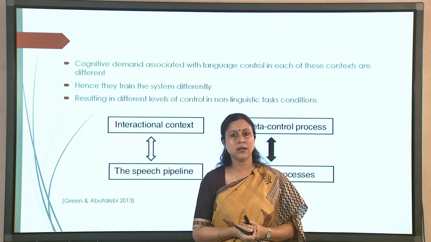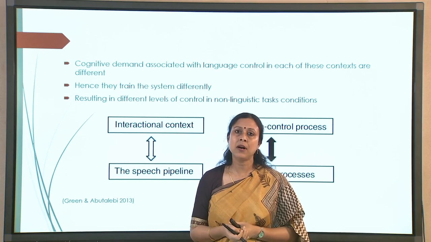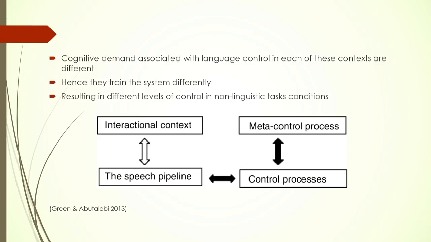Now, these three language switching contexts actually place different amounts of demand on the cognitive control mechanism. This is the figure that this theory proposed, Green and Abutalebi's adaptive control hypothesis. So this is the interactional context, written here as SLC, DLC and dense code switching. Depending on these three kinds of interactional context, this will affect your speech pipeline, as in what you speak depends on the context. And then this in turn trains the control processes, which ultimately leads to strengthening of the metacontrol processes. So this is how it goes.